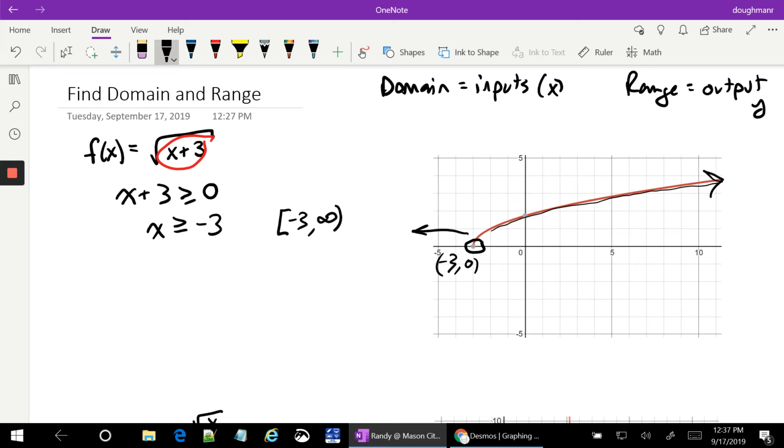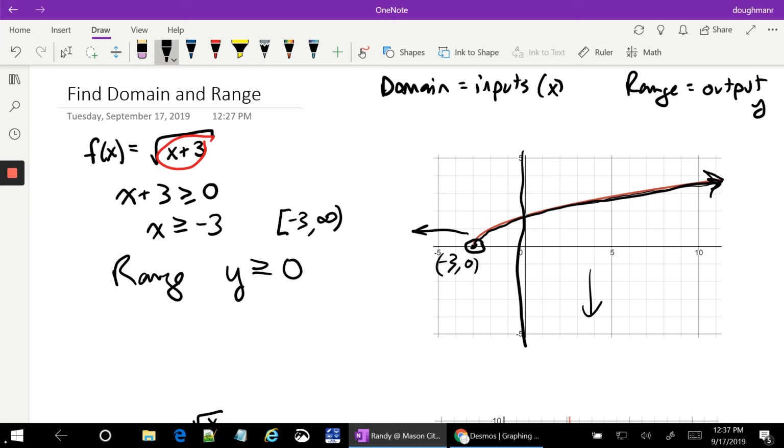Right, so now let's look at the graph and say, what are the possible outputs for y? Right? And as I look at this, all right, here's my y-axis. It looks to me like y can be any positive number, including 0, but I never see any points that are below the x-axis, so never have a y that is negative. So when I talk about range, I can say y has to be greater than or equal to 0, or in interval notation, we are inclusive from 0 all the way to infinity. Good?